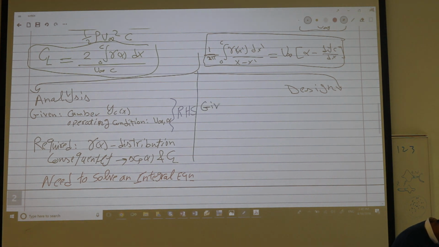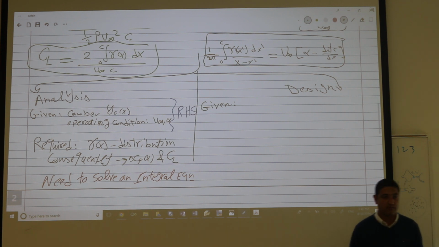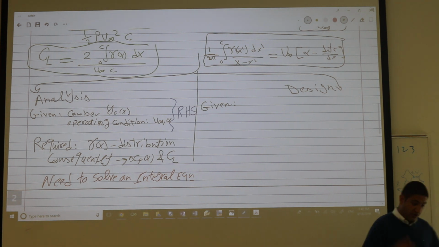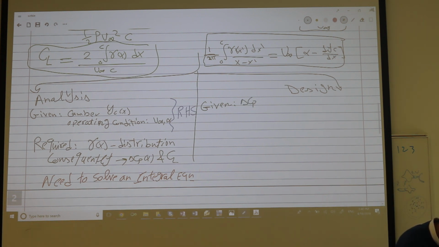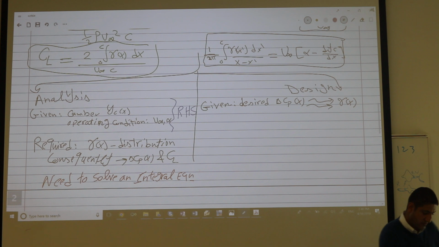So, you might have seen it now. Here is what is given in the design problem. Can you tell me what's given? Can you guess what's given in the design problem? Very good. No, actually, more than C_L. The entire pressure distribution. I'm given the desired pressure distribution all over the airfoil. This is very demanding. So not only C_L, the desired delta C_p, which is very related to gamma.